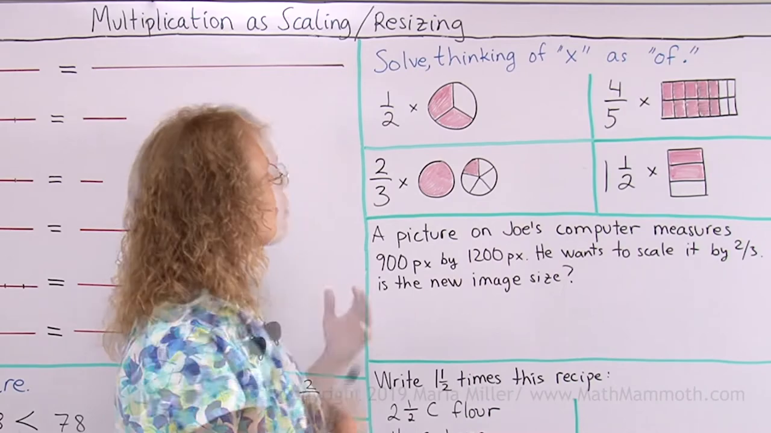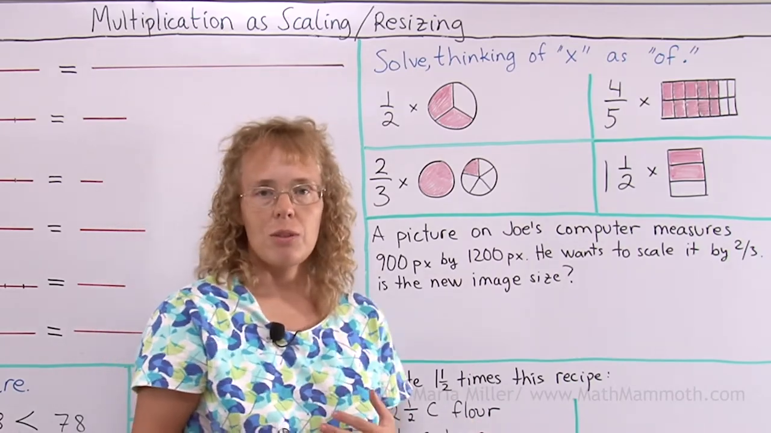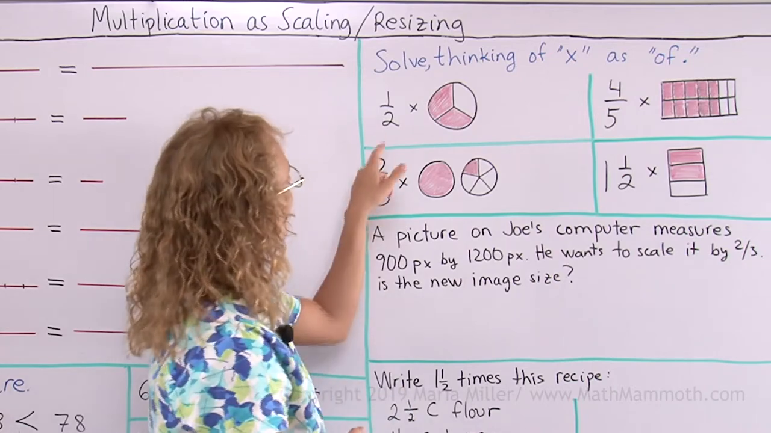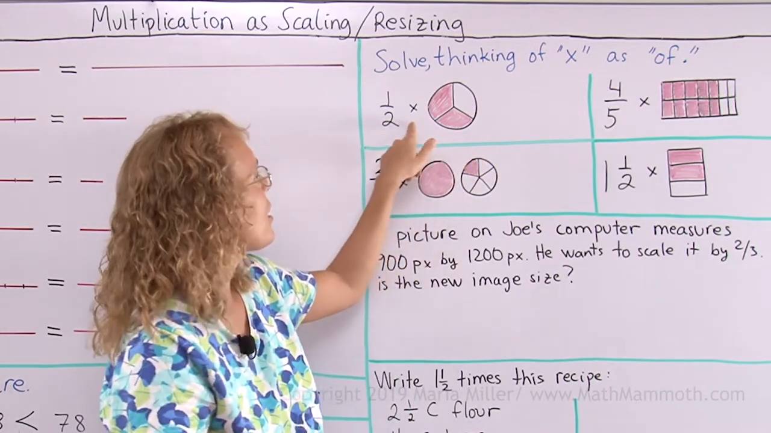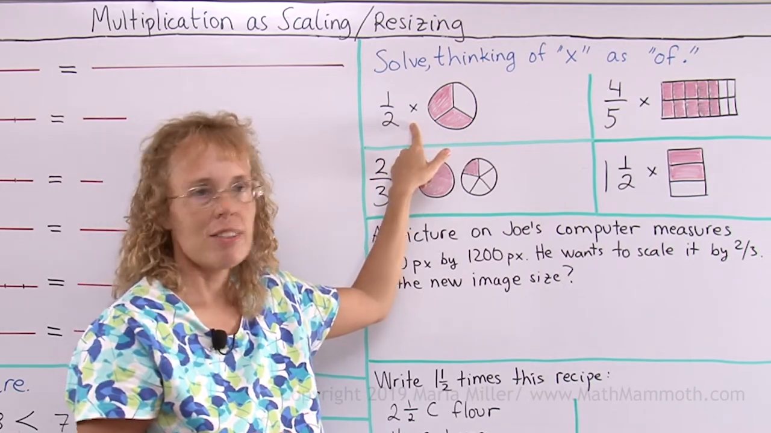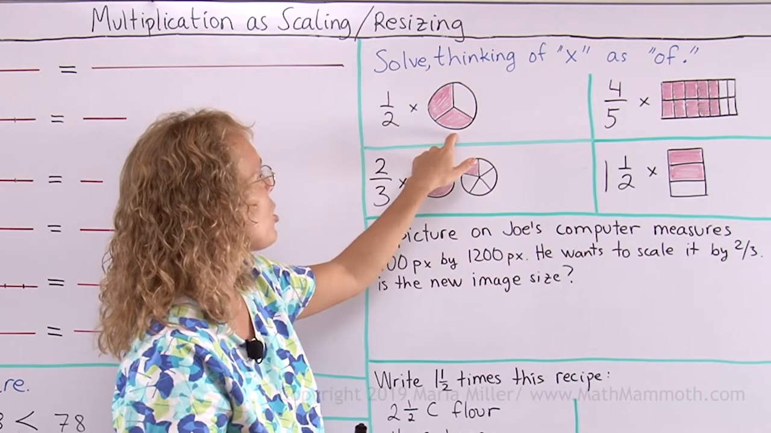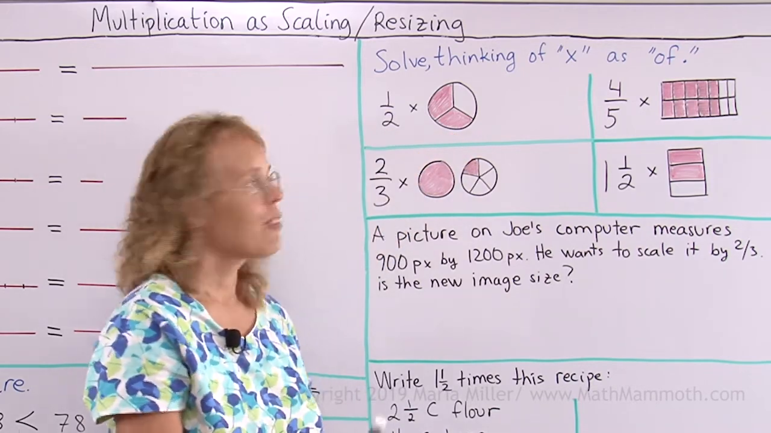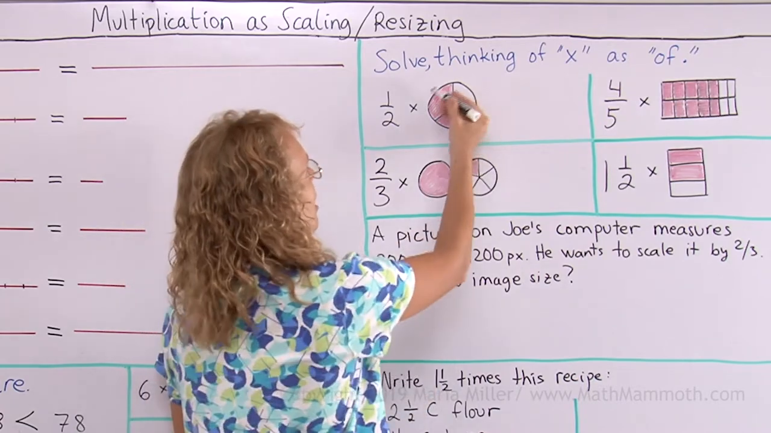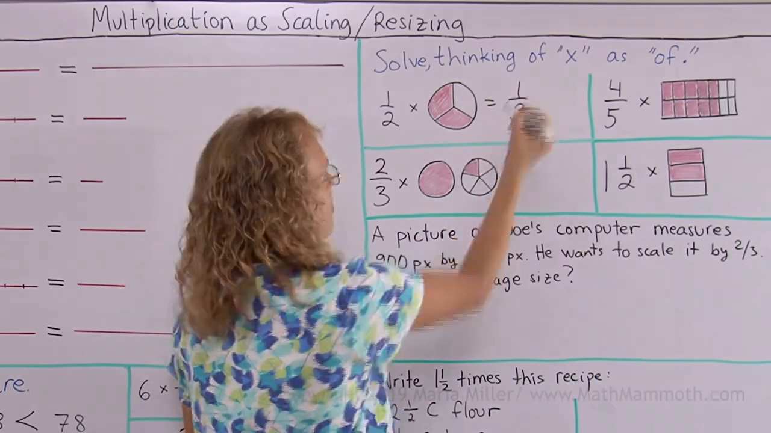Over here, we will be solving similar problems, but now with a visual model for the fraction. 1/2 times 2/3. Think of this multiplication sign here as "of". 1/2 of 2/3. If you have this much pizza left and take half of it, how much will it be? The fraction will be, of course, just 1/3. This one slice is half of it, so the answer is 1/3.